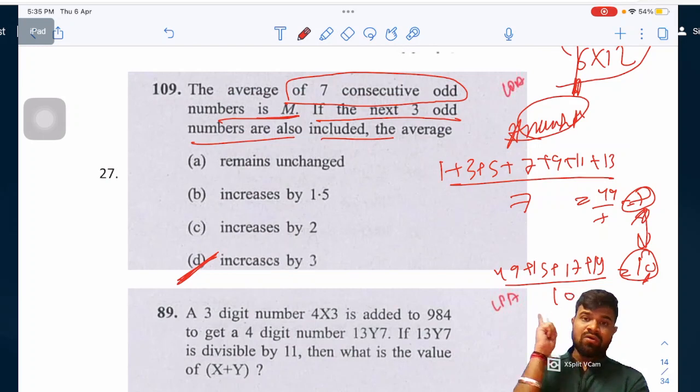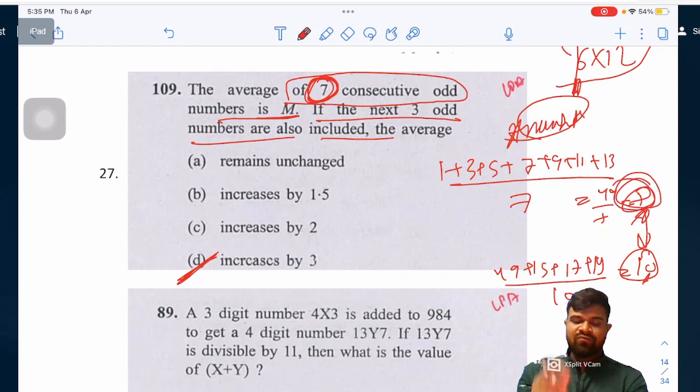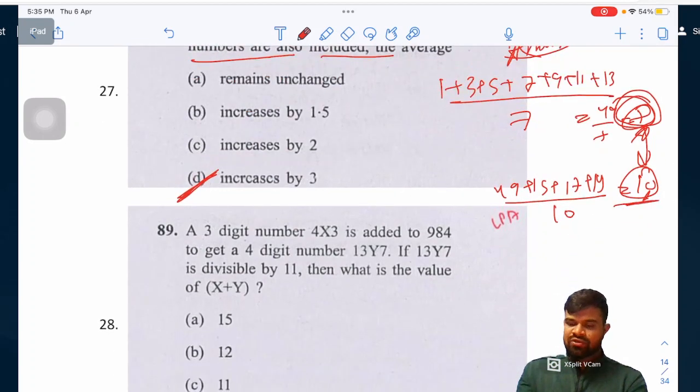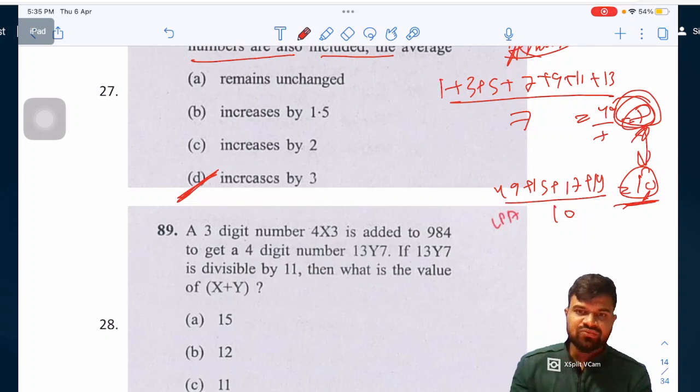Now, let me tell you a fact based on this. If you have observed, when there are 7 odd consecutive integers, the average is 7 for the first integers. For the first 10 odd consecutive integers, the average is 10. The average of the first n odd consecutive integers is n only. This is the learning from this question.